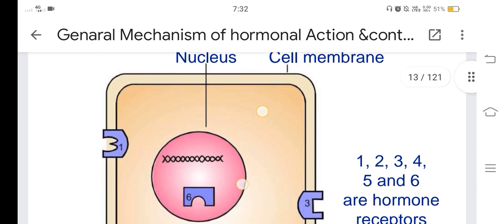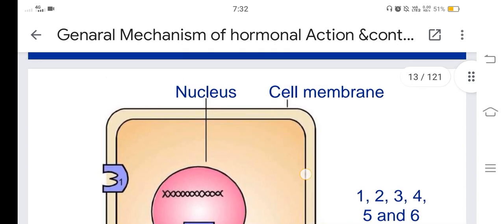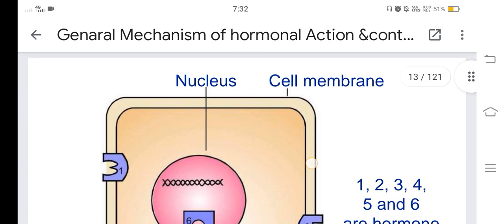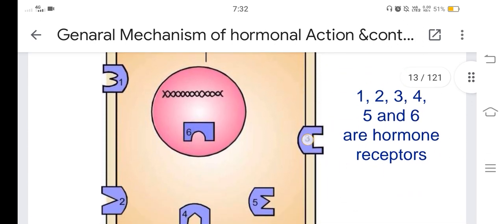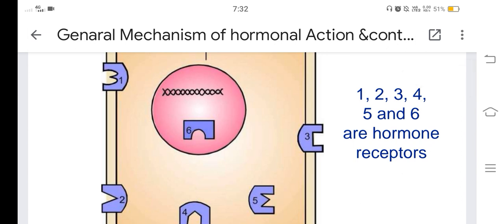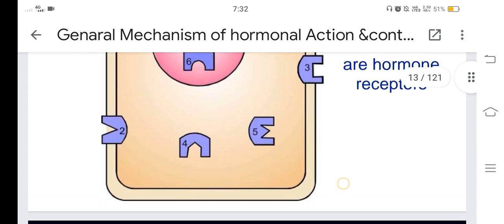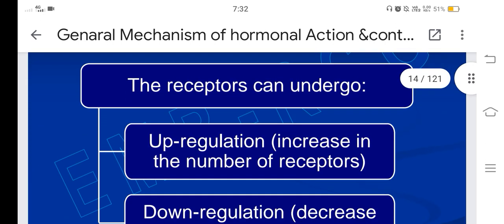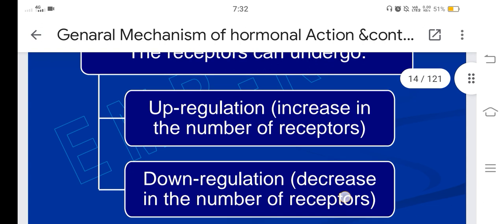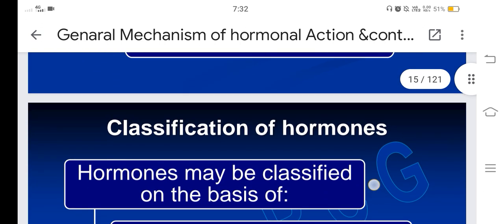Here you could see a pictorial depiction. Nucleus is there, cell membrane. So here you could see 1, 2, 3, 4, 5, 6 are hormone receptors. See where they are located. The number of receptors is not fixed. The receptors can undergo up regulation, increase in the number of receptors, and down regulation, decrease in the number of receptors.